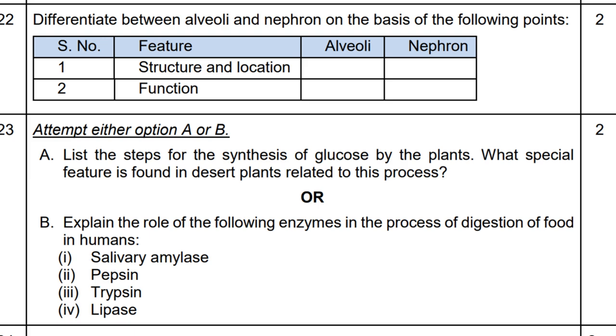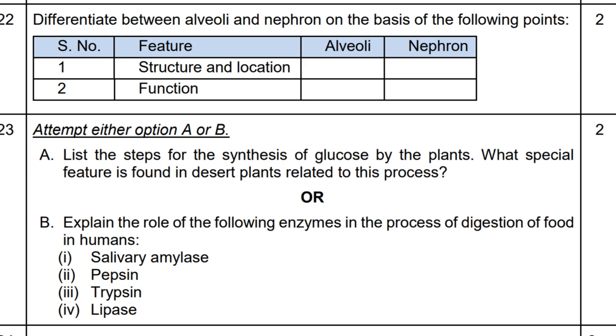Question 23. Attempt either option A or B. A. List the steps for the synthesis of glucose by the plants. What special feature is found in desert plants related to this process? Answer. A. Steps of synthesis of glucose in plants.